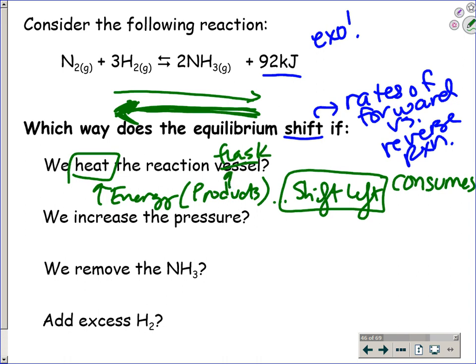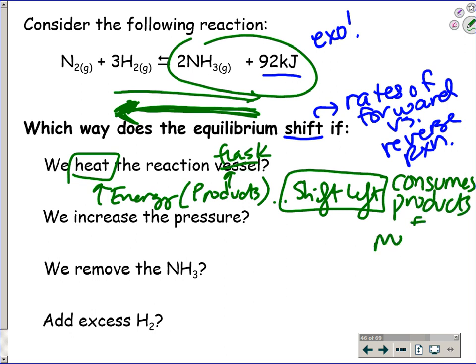Yikes, how do I get rid of this increase in products? I need to consume this side. I need to use it all up, or some of it up, and then go the opposite direction. And in that process, I consume products and make or form reactants. That's what I'm doing every single time I shift left. In every scenario shift left, I always consume products and take away or make reactants.